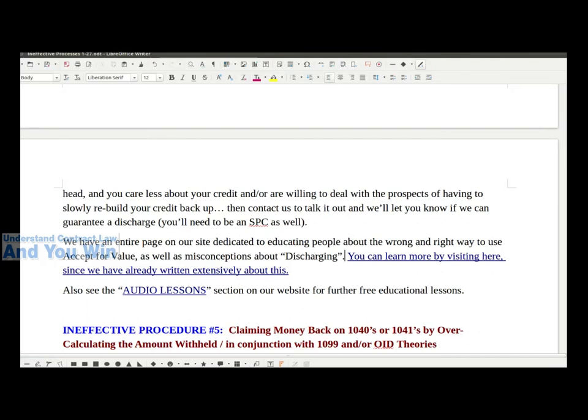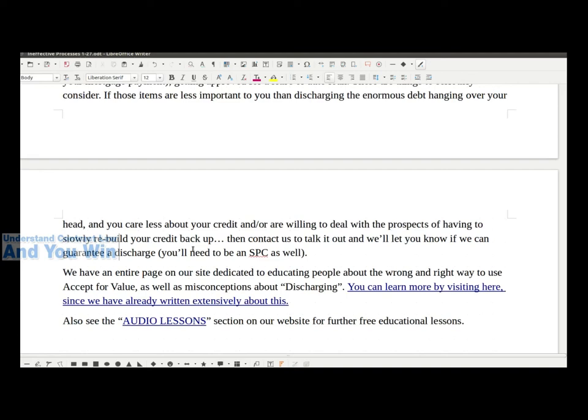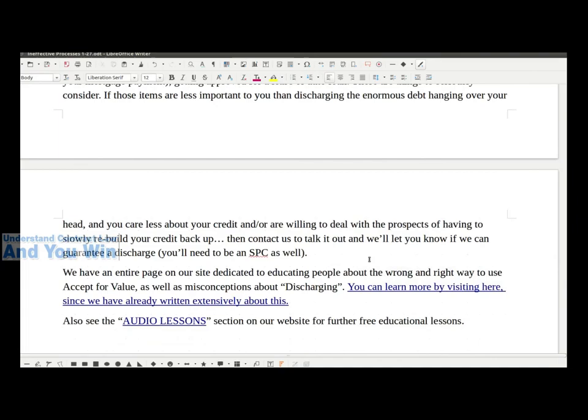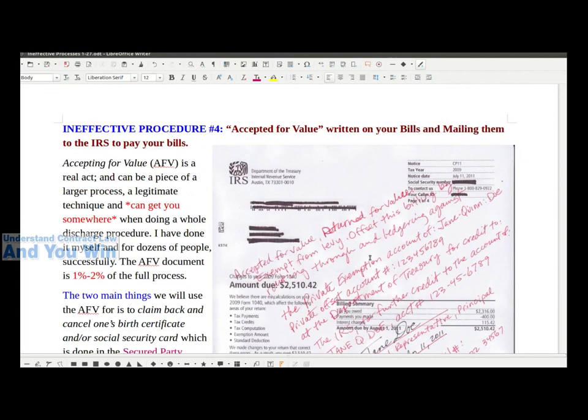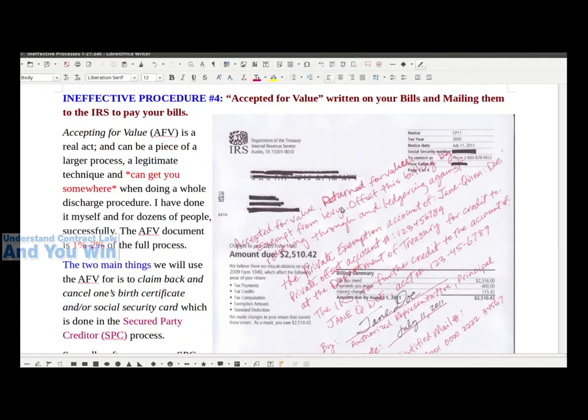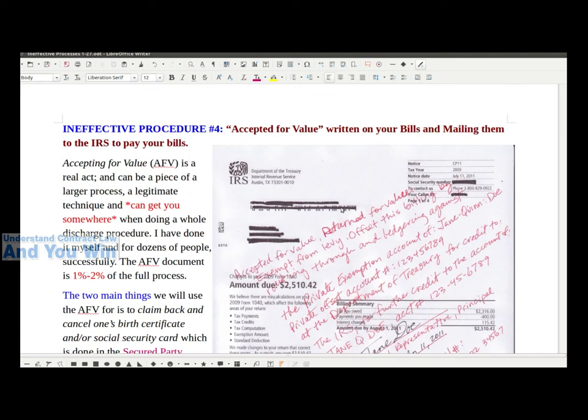So I'm not going to go over it. I've already cross-referenced a link that's been up there for years that you can read or listen to, and it talks more about the accepted for value process. But in a nutshell, I've explained what it is and what it is not. I've explained that simply writing accepted for value language and including a money order with it, or what you deem is a money order with the bottom rip-off payment coupon part, is not a successful process that we have observed to be having any degree of reliable success. So we just wanted to put that out there.